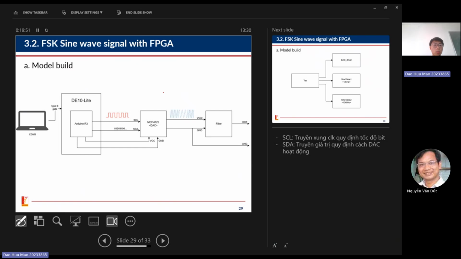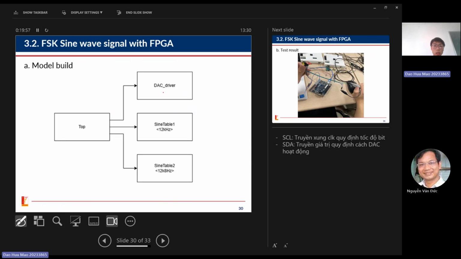To build an FPGA Verilog program, we will need to have at least 4 modules. One for the top, which will control everything. One for the driver, the DAC. One and two define the value of the cycle rule.